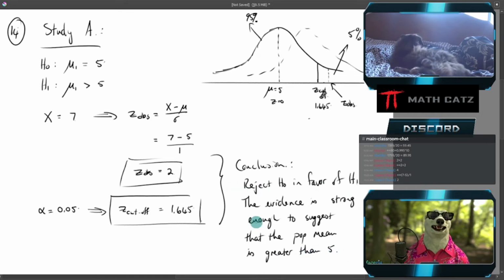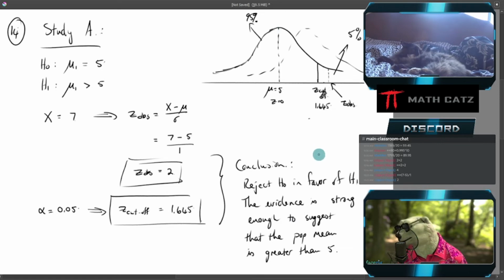So it's always nice to have some more words there to make it easy for someone to read your research results. All right. So that is the basic idea behind hypothesis testing that we'll refine and elaborate on as we continue.